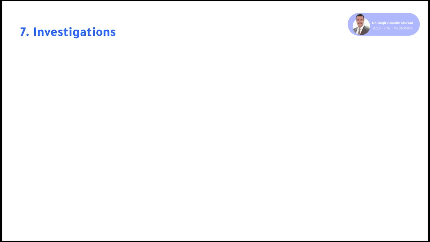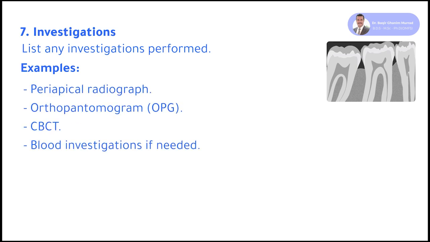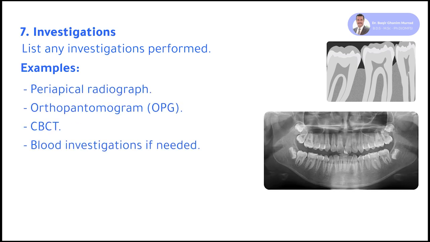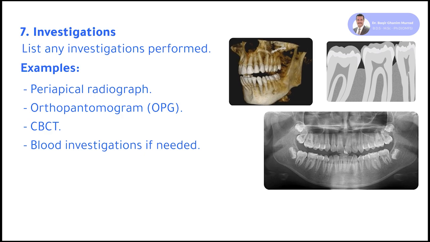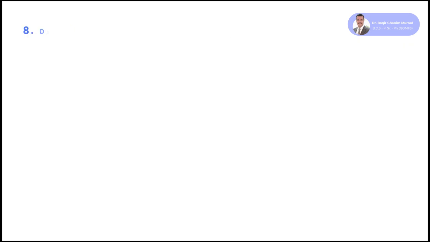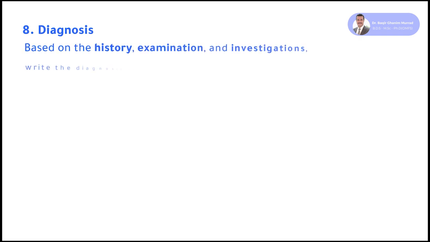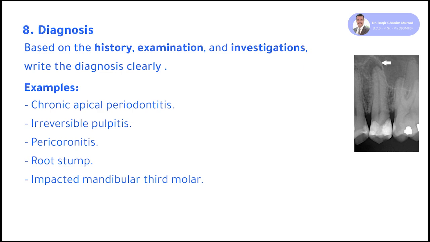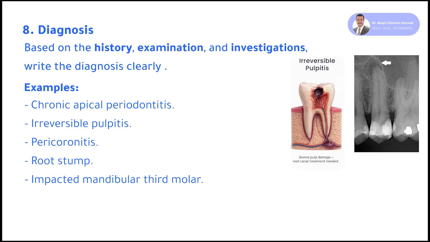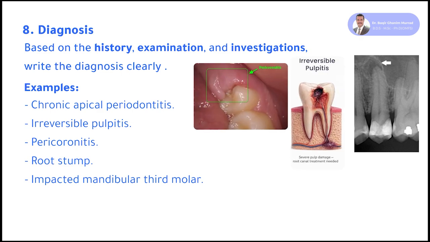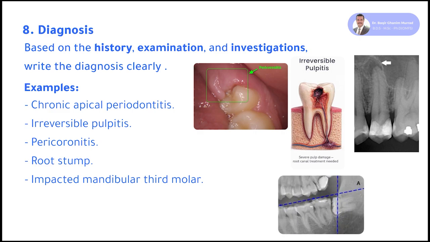Seventh, investigations. List any investigations performed, for example, periapical radiograph, orthopantomogram, OPG, CBCT, blood investigations if needed. Eighth, diagnosis. Based on the history, examination, and investigations, write the diagnosis clearly. For example, chronic apical periodontitis, irreversible pulpitis, pericoronitis, root stump, impacted mandibular third molar.